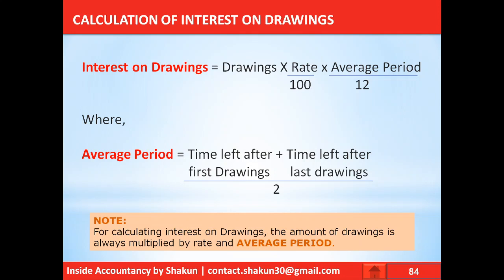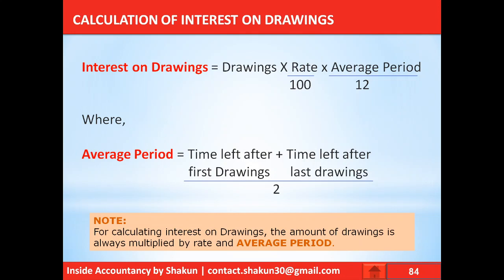This average period is equal to time left after first drawings plus time left after last drawings divided by 2. For example, if a partner withdraws money in the beginning of every month throughout the year, that means he withdraws money on 1st Jan, 1st Feb, 1st March and so on till 1st of December. Time left after first drawings would be, since the first drawings are made on 1st of January, so time left till 31st of December would be 12 months.